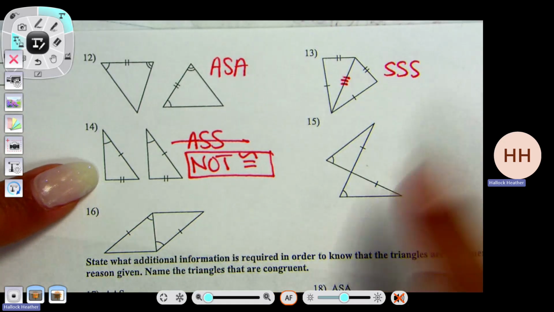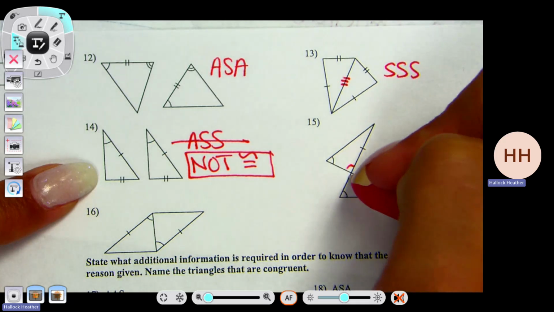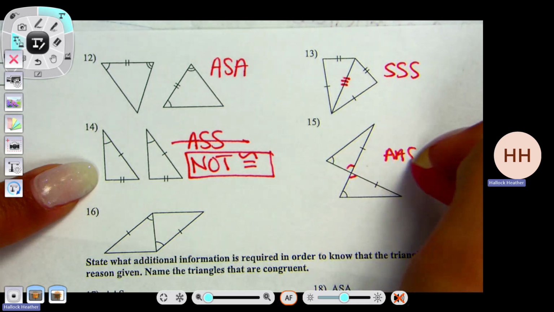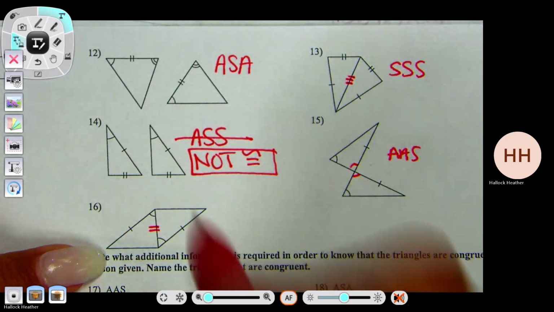That's the only other not congruent on here also. 15, AAS, because they're kissing. So you can add an angle. So angle, side. And then 16, they add a side, reflexive property. SAS.